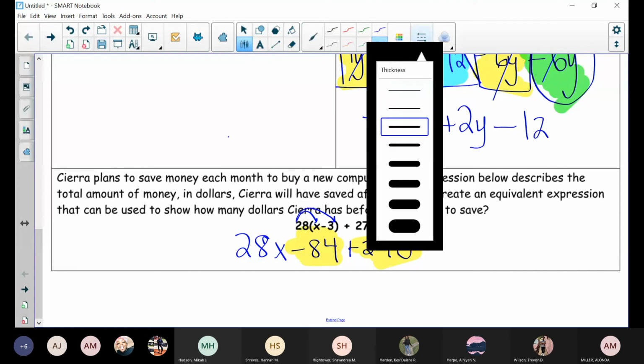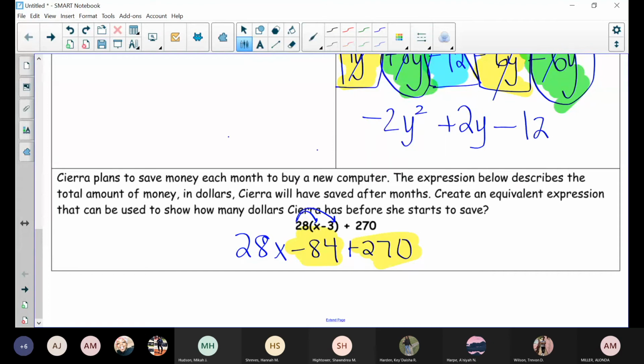I just don't feel like waiting on you guys to use the calculator. So yeah, 270 minus 84 is going to give you positive 186. And that's me combining those like terms. It looks like she has $186 before she starts saving. Any questions about subtraction?